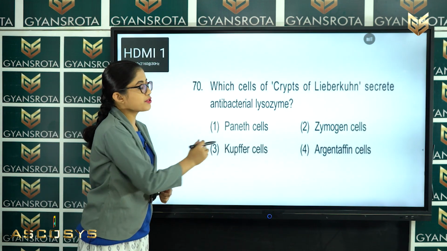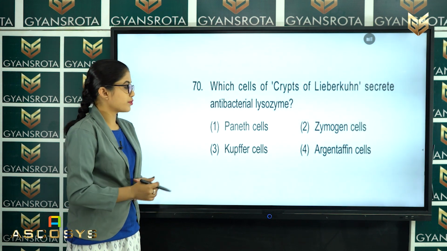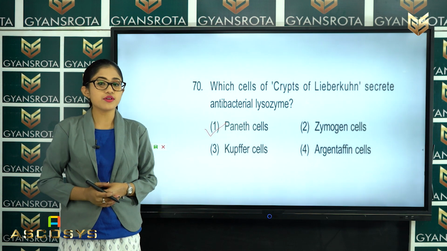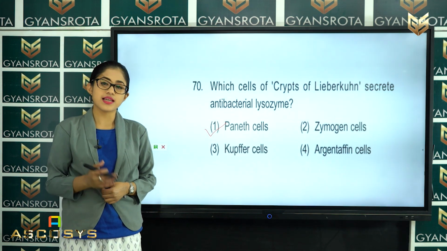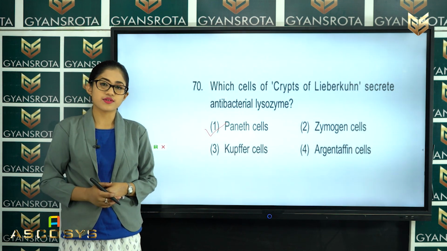So, in the options, which is the correct answer for this question? That is option number 1. Paneth cells are the cells which produce the antibacterial agent, and the enzyme is known as lysozyme. So, this is the correct answer. Now, let us see the next question.